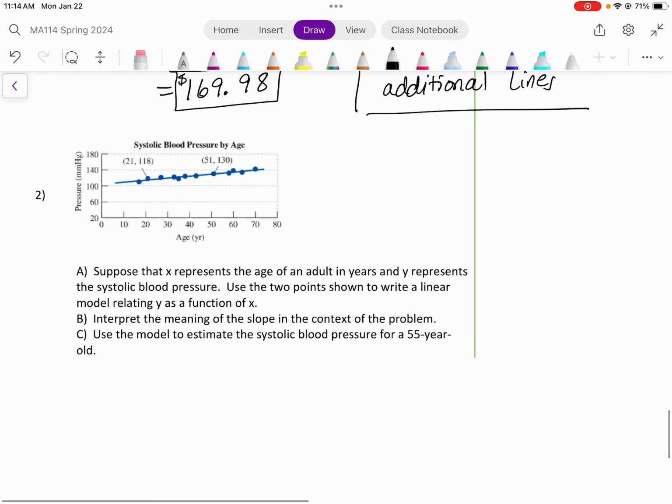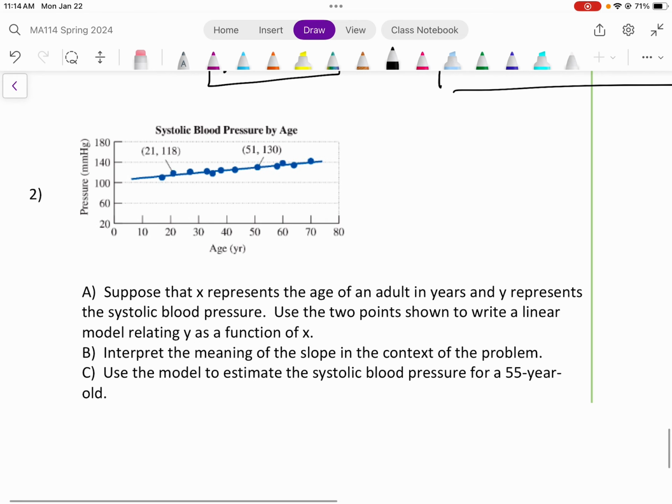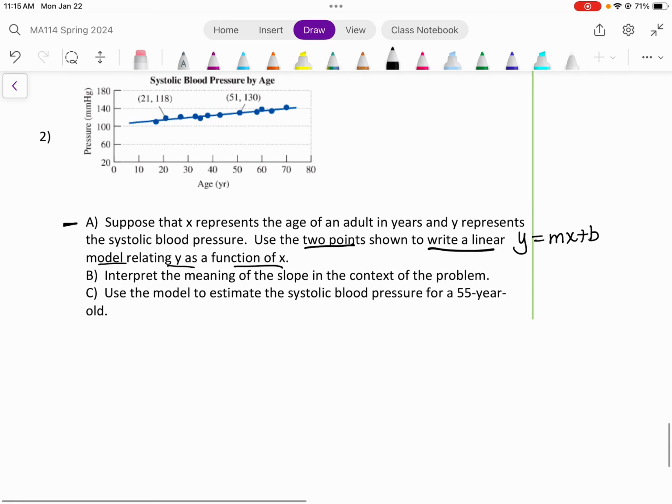Okay, this next one is a blood pressure problem. So we have age going along the x-axis, blood pressure going along the y, and it's your systolic blood pressure. So they're telling you that here in part A, it says use the 2 points shown to write a linear model relating y as a function of x. So when they want a linear model, they want you to write slope-intercept form for those 2 points. So let's go ahead and do that.